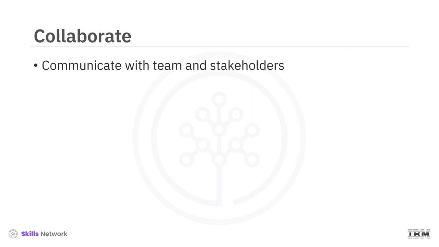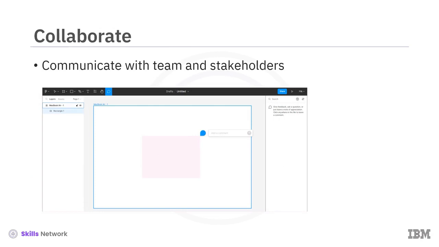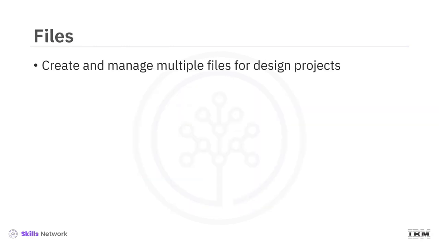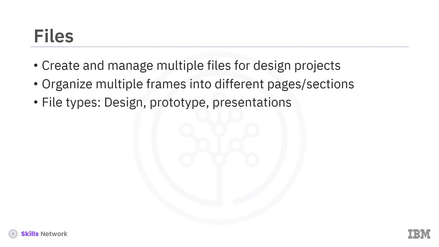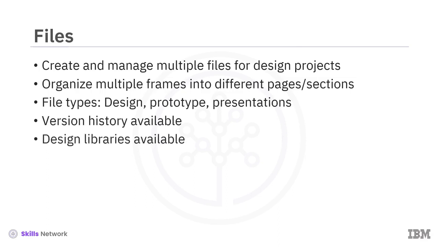Use comments, version history, and design handoff features to communicate with teams and share designs with stakeholders. You can create and manage multiple files for design projects. Each file can contain multiple frames and be organized into different pages or sections. Various file types are available, like design, prototype, and presentation files. Version history allows tracking changes to design files, and you can revert to previous versions if needed. Use Figma's design libraries to reuse design elements across multiple files and projects easily.